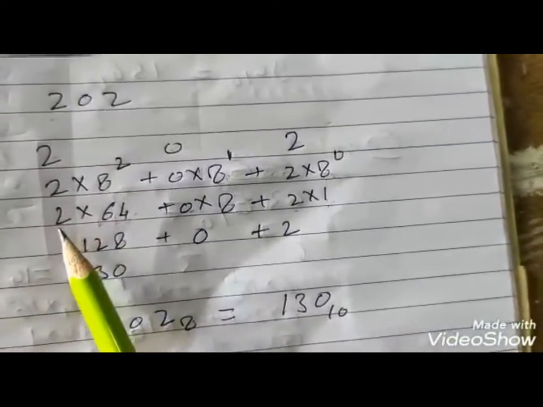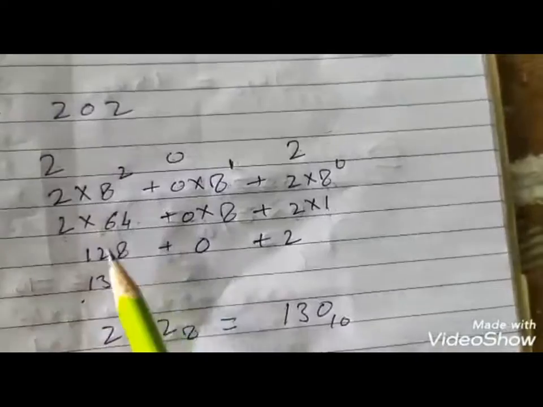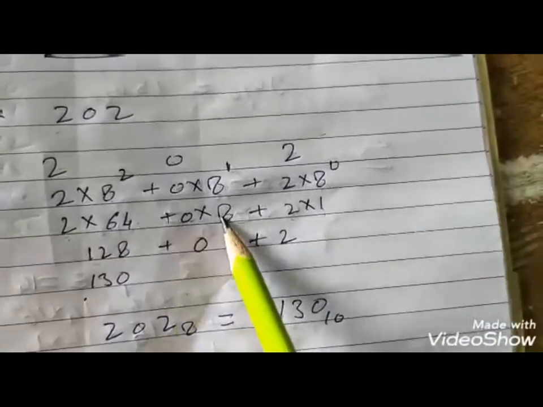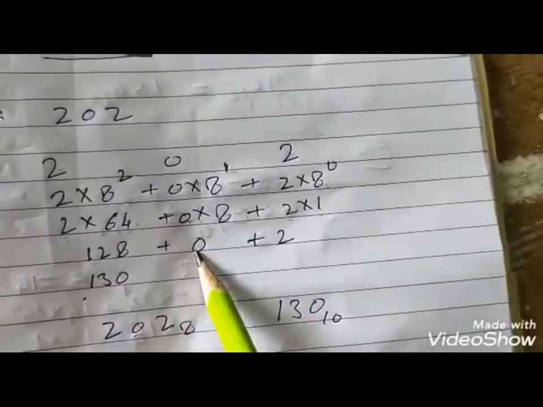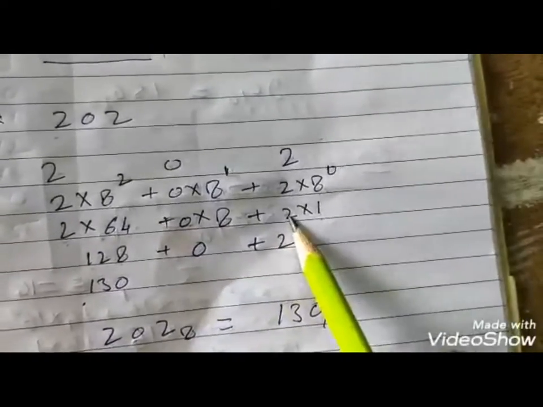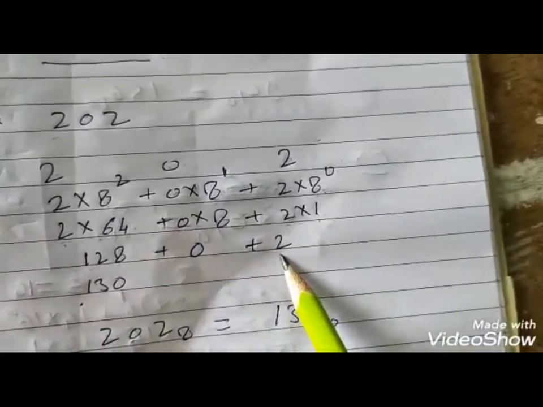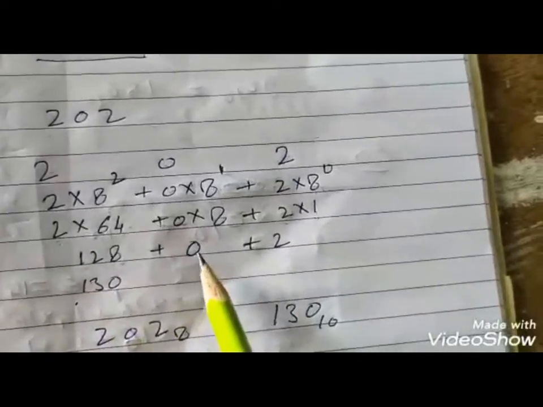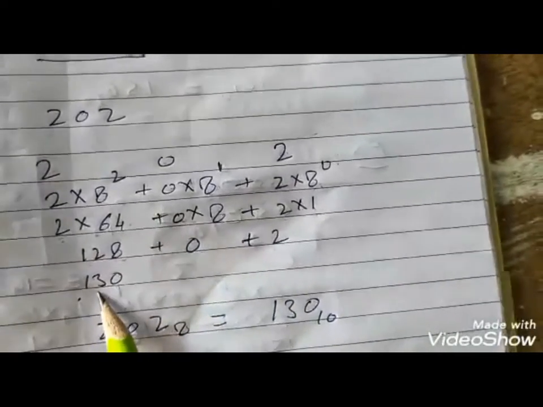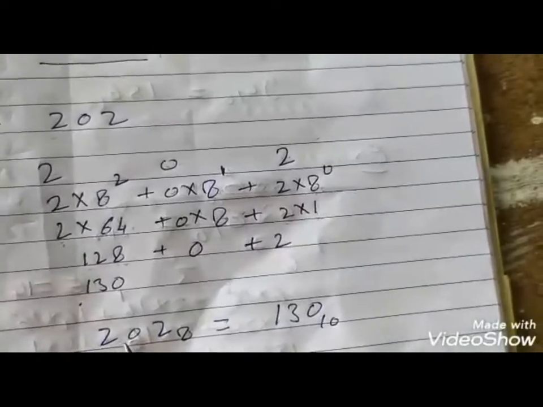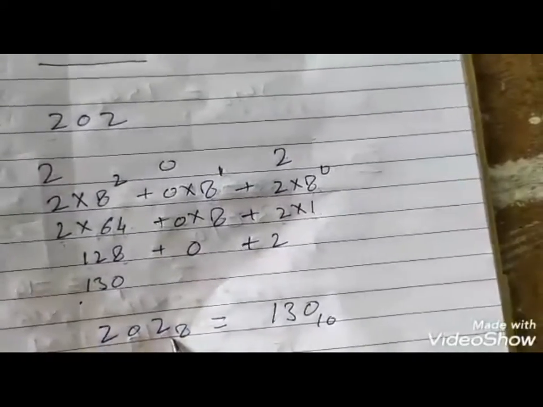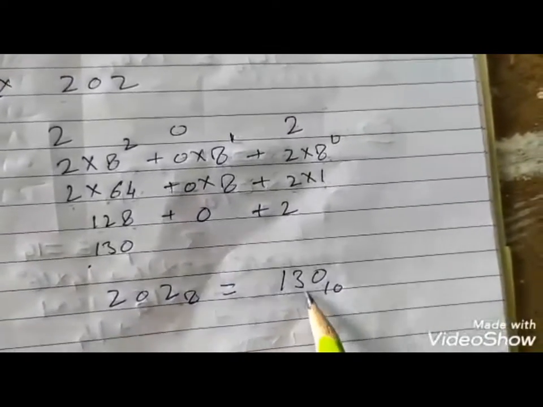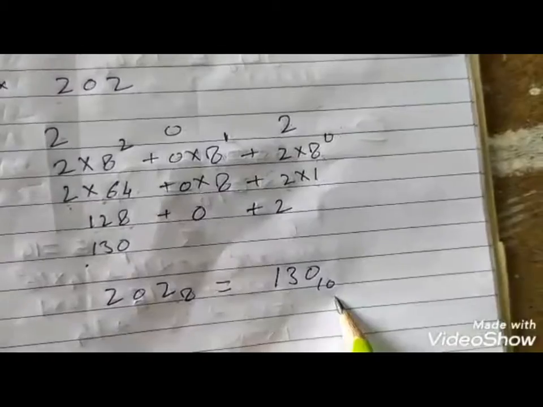Now next step is 2 into 64 is 128 plus 8 into 0 is 0 plus 2 into 1 is 2. Add all numbers. 128 plus 0 plus 2 is 130. So 202 in an octal number is equivalent to 130 in decimal.